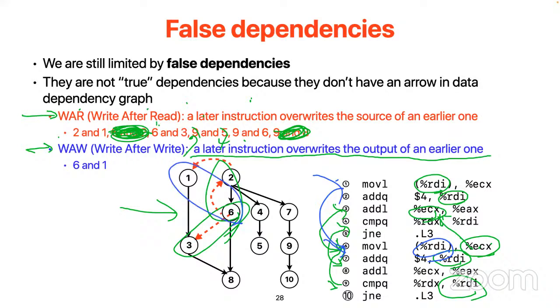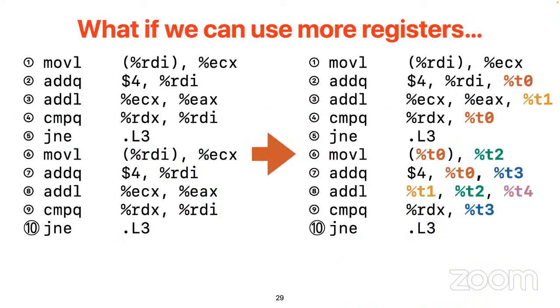These are false dependencies that shouldn't be limiting our execution. In fact, there is a way to resolve this kind of false dependency, as I just mentioned.